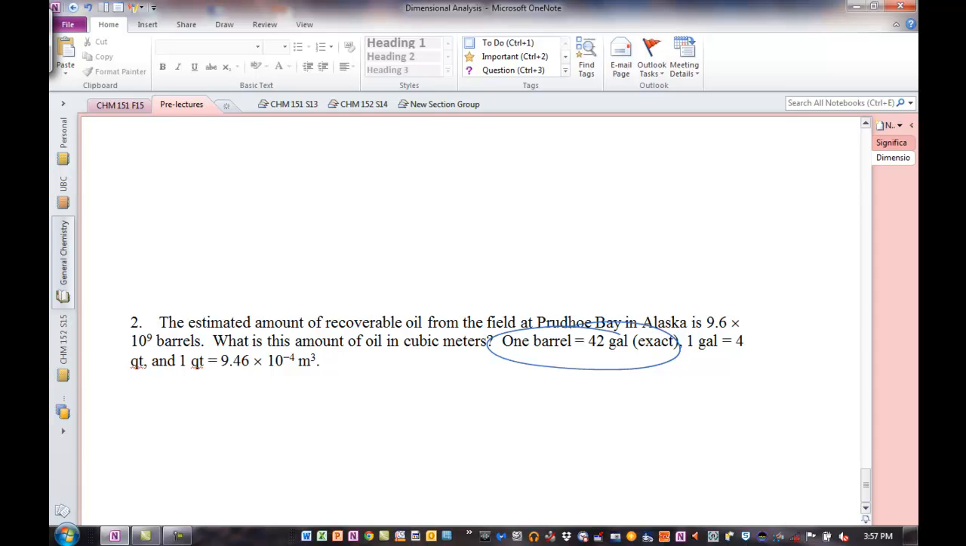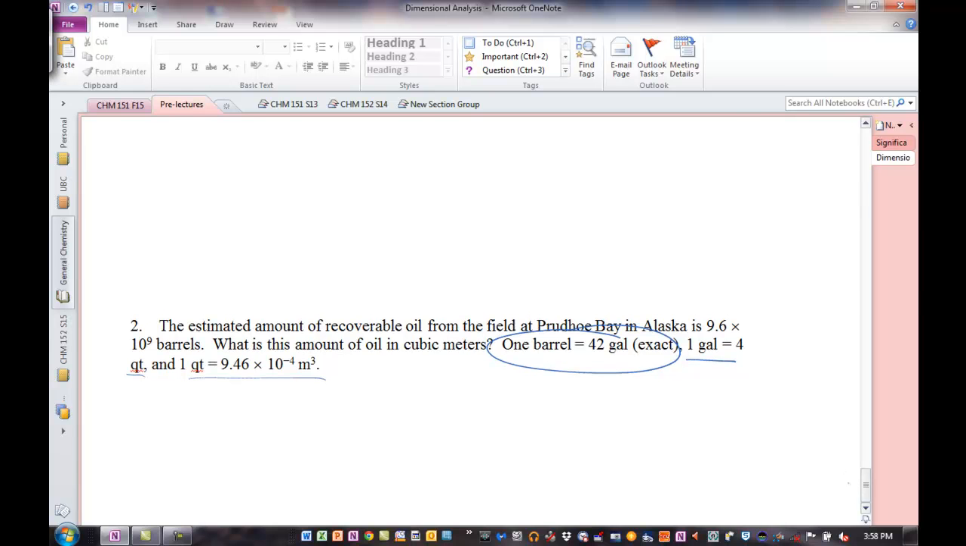1 barrel is 42 gallons, that's exact. You probably knew that 1 gallon is 4 quarts. And then, of course, you would not know how many meters cubed are in a quart. And there would be other ways to get to meters cubed, but let's go that way. So now let's write out our plan. We're starting with barrels, 9.6 times 10 to the 9th. And we want to get all the way to meters cubed.